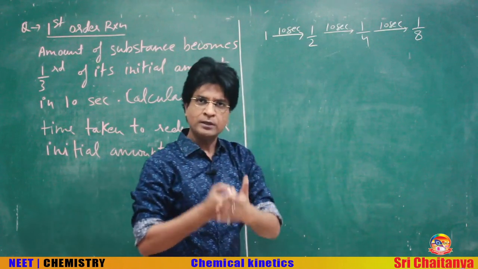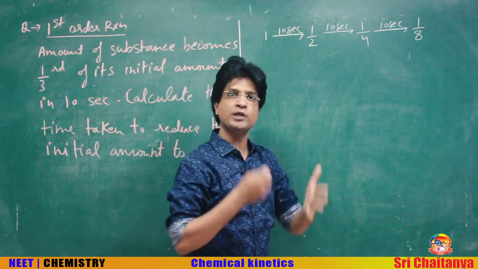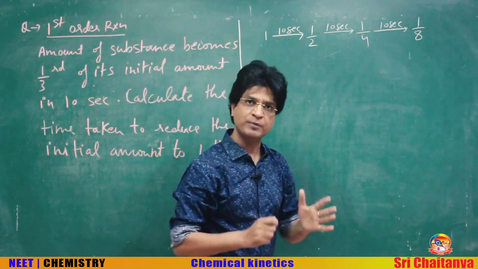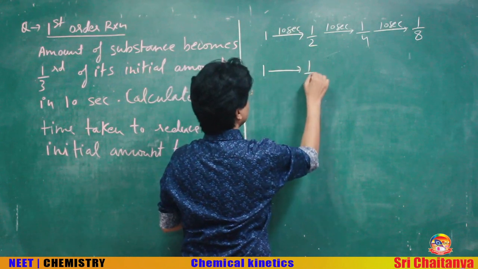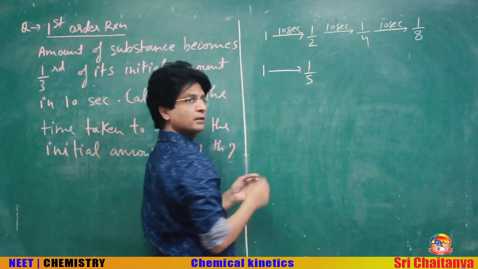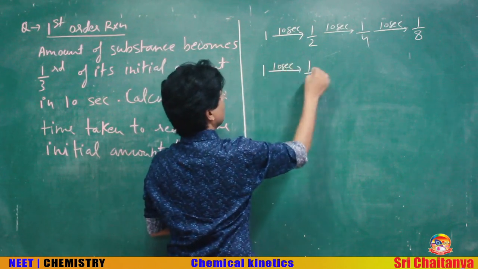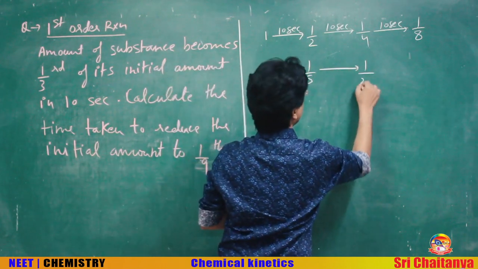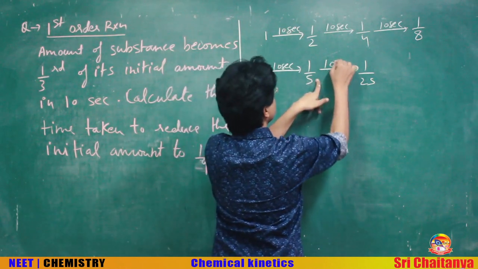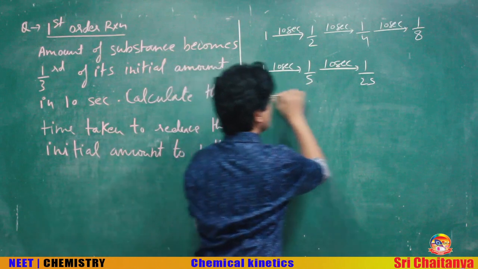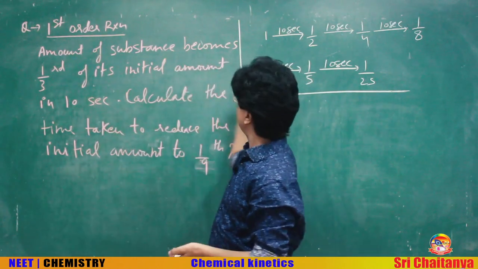Wherever you begin, the amount of time taken to complete the same fraction or same percentage of reaction will require the same time. Say for example, if I begin with 1 and the time taken to complete this much fraction of reaction is say 10 seconds, again going to 1 by 25, 1 by 5 of this one will require 10 seconds. So that's a pretty good trick to handle the questions. So we'll be solving this question with the help of this trick.